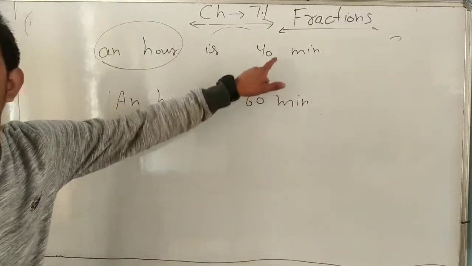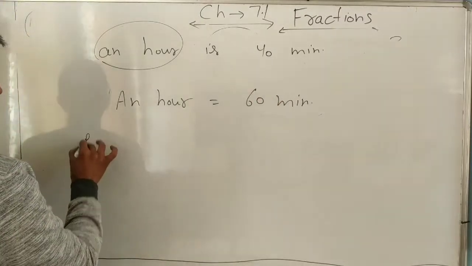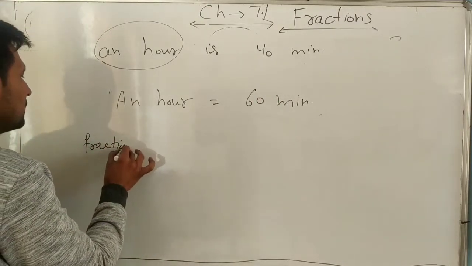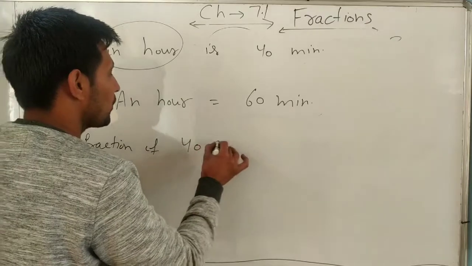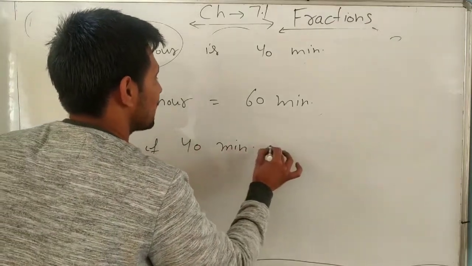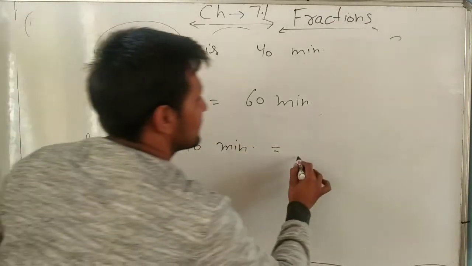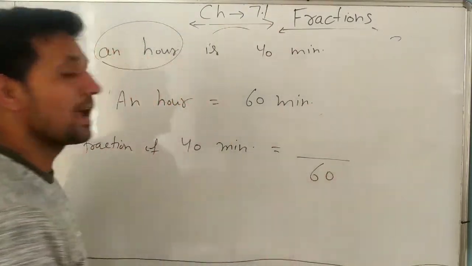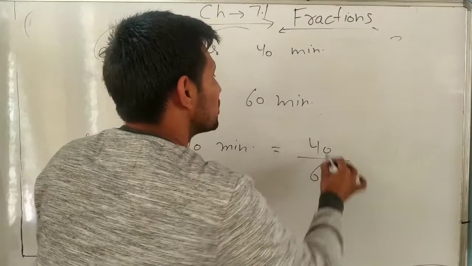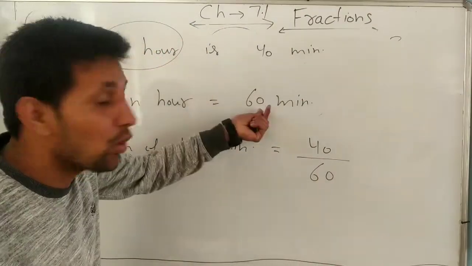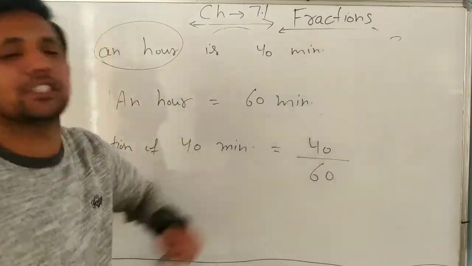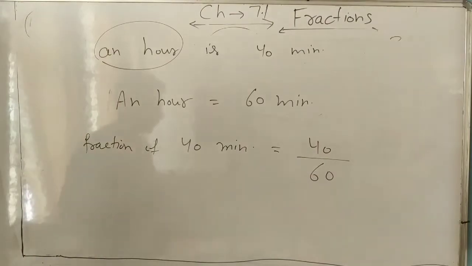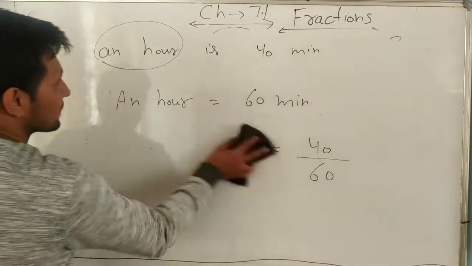So total how many minutes? 60 minutes. So write the fraction of 40 minutes. Always in the denominator we write the total, 60, and in the numerator the part, because 40 minutes is a part of 60 minutes, so 40 upon 60. It is our answer. Okay, write this one yourself. Next question.